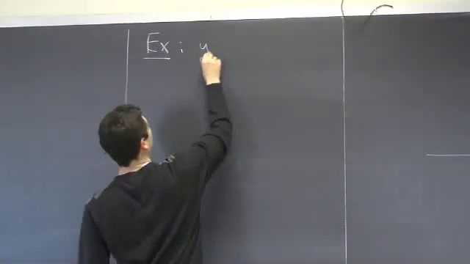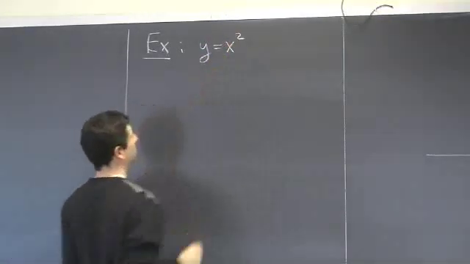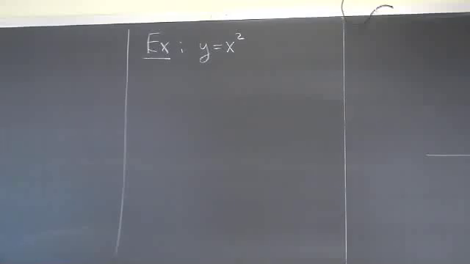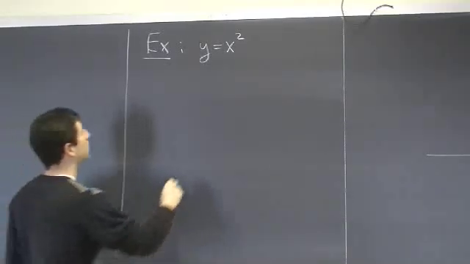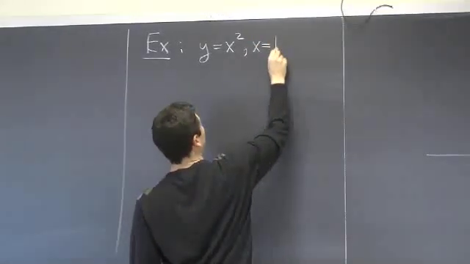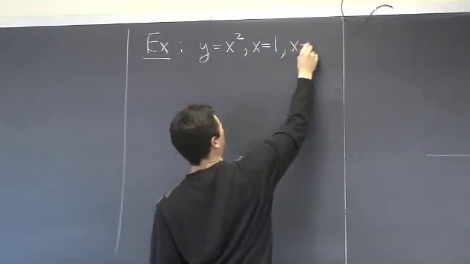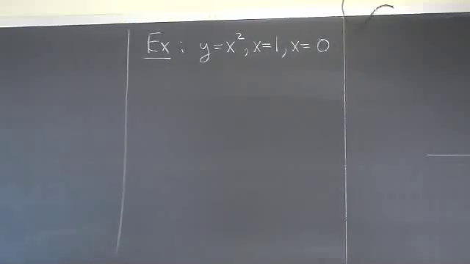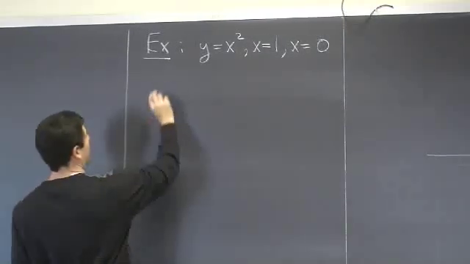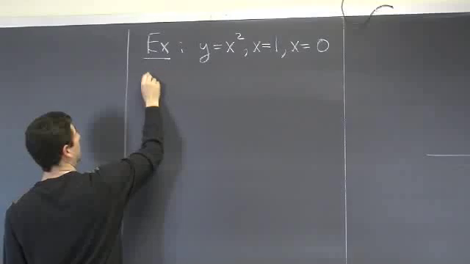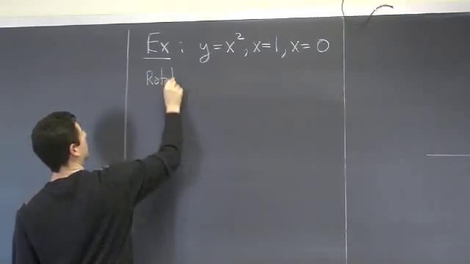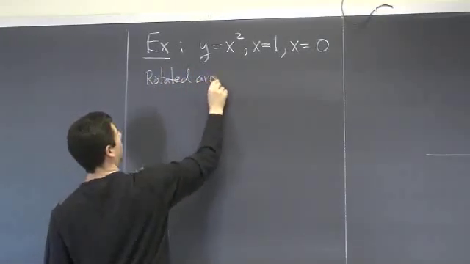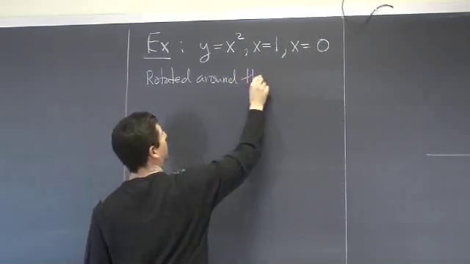Here's an easy one. We're going to look for an area bounded by y equals x squared, x equals 1, and x equals 0. And we're going to rotate this around the x-axis. So rotated around the x-axis.